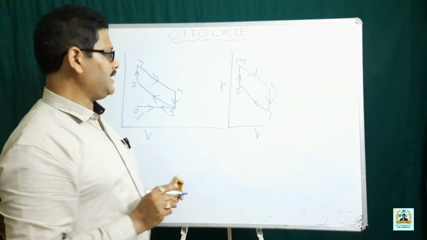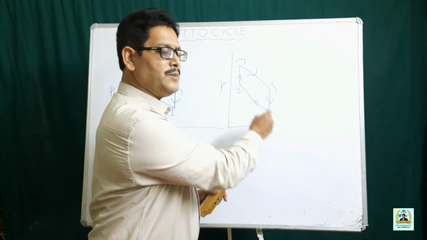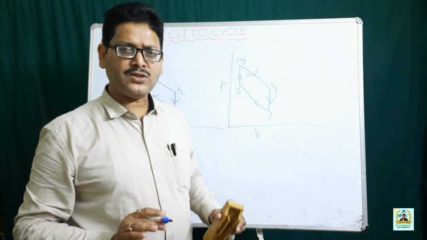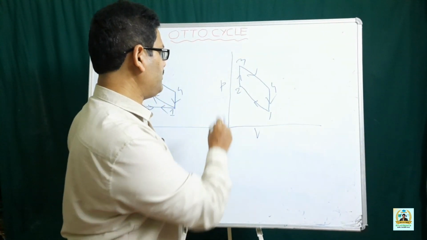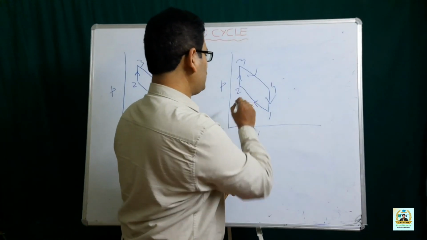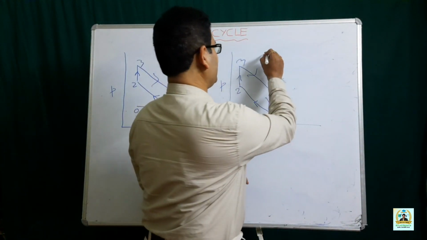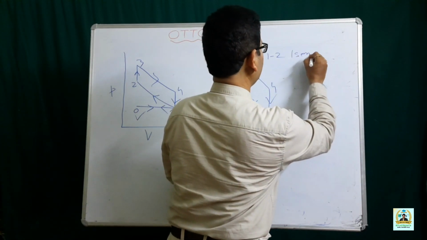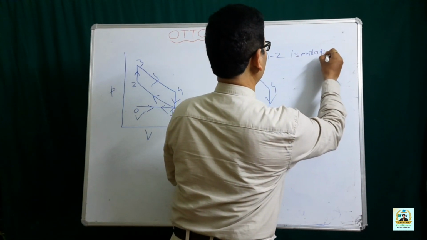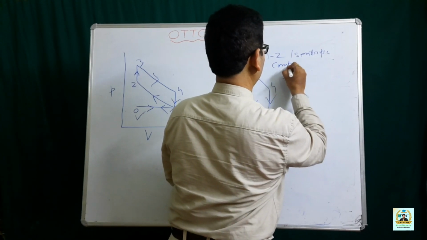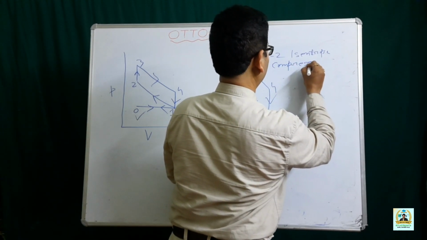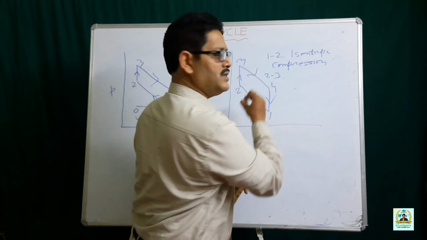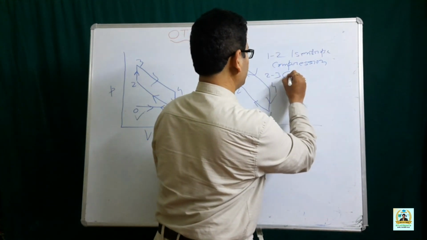In the thermodynamic cycle, process 1-2 represents the isentropic compression or reversible adiabatic compression process. This 1-2 is reversible adiabatic or isentropic compression. You can represent this as isentropic compression. 2-3 is constant volume heat addition.